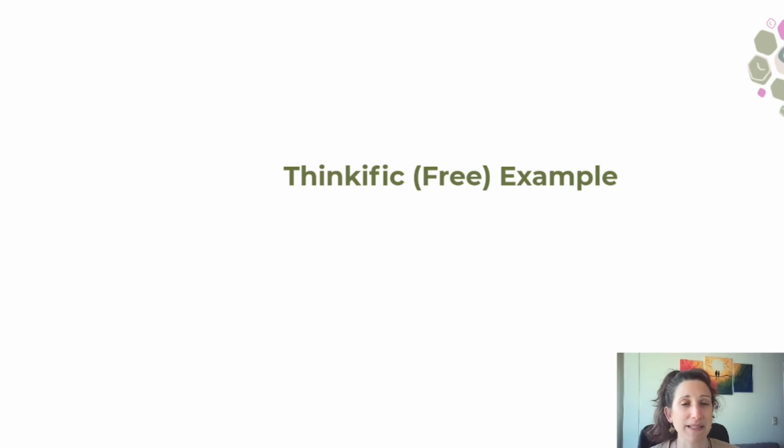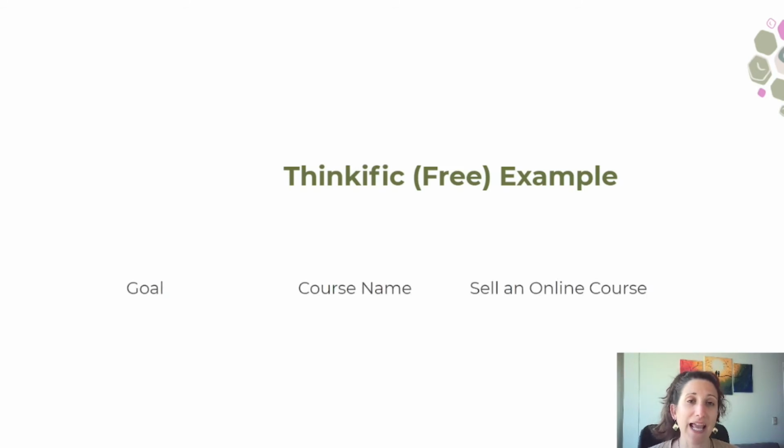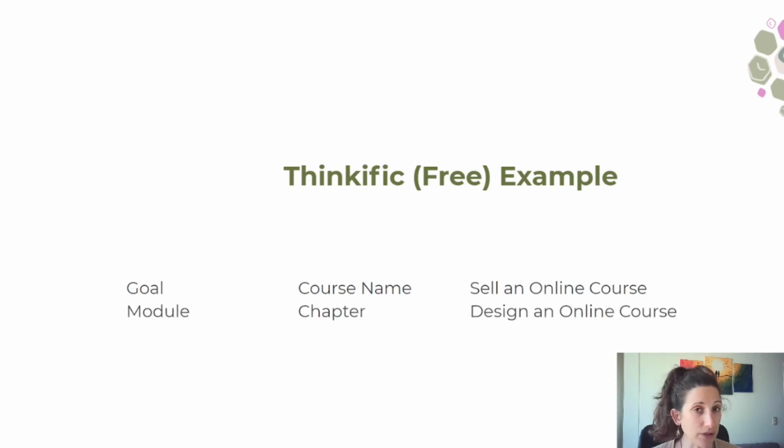So my course that I will be displaying is a course that's to sell an online course. And in this, there are 3 different modules or bundles: design, create, and launch. So what I did was I created a course that had the goal of the course name, which is to sell an online course. This is the overarching course, or the overarching goal, with 3 bundles in it. Then I created each module bundle as a chapter. And these were design an online course, create an online course, and launch an online course.